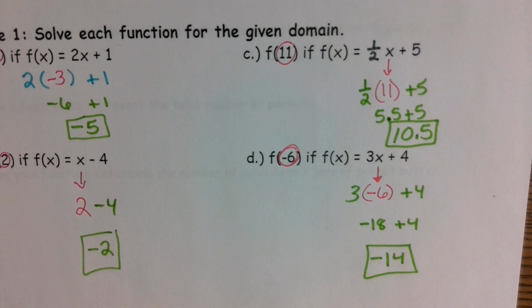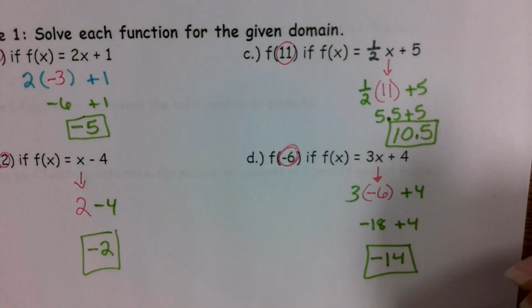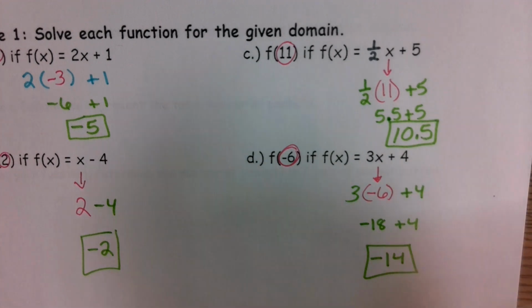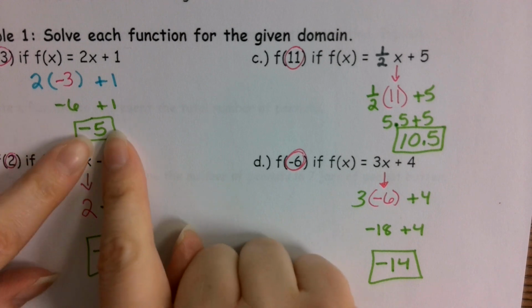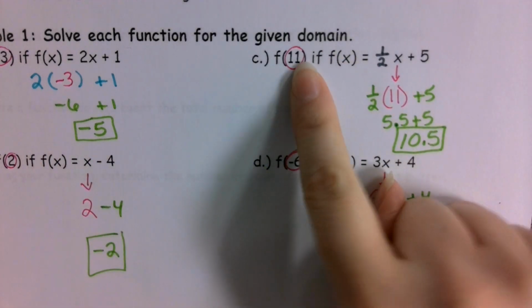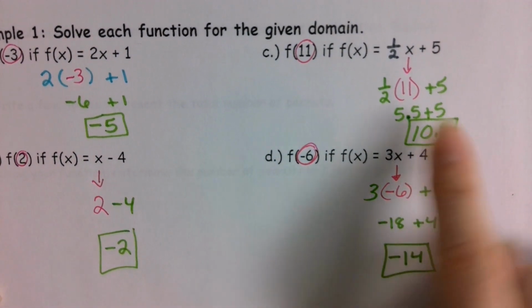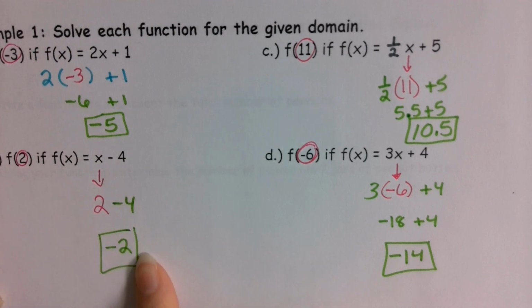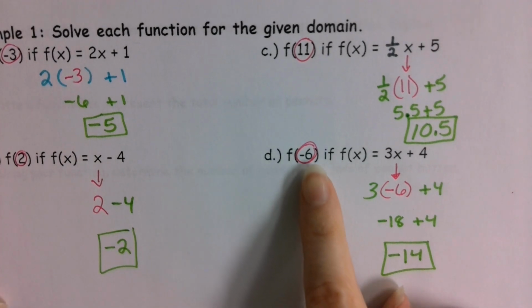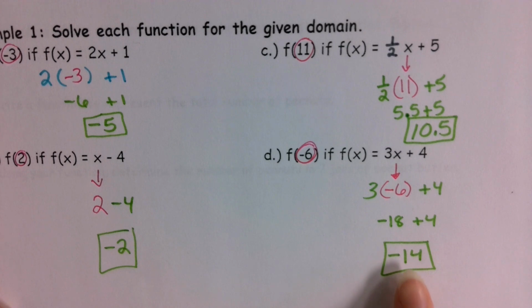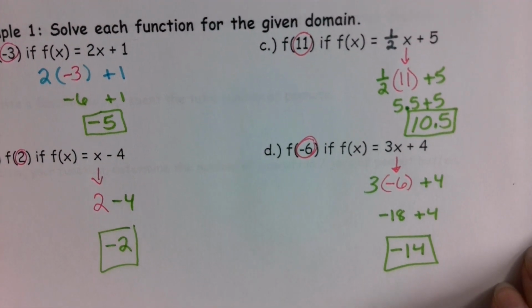Remember, again, your x values are your domain. The answers that you get are your y values. Those are your ranges. Okay, so the domain is -3, the range is -5. The domain was 11, the range was 10.5. Domain was 2, the range was -2. And for here, domain was -6, the range was -14. Okay?